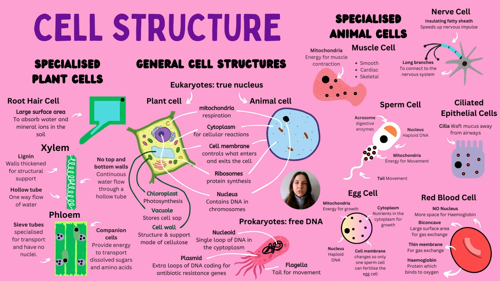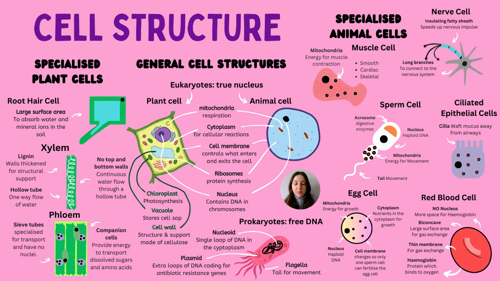and also a tail for movement. Speaking of gametes, we also have the egg cell, or the ovum, which has lots of mitochondria, which provide energy for growth of the cell, especially after fertilization. The cytoplasm contains lots of nutrients for the cell to grow. And again, the nucleus is haploid, so it contains half the genetic information. It also has a cell membrane that changes, so only one sperm can fertilize the egg at any one point.